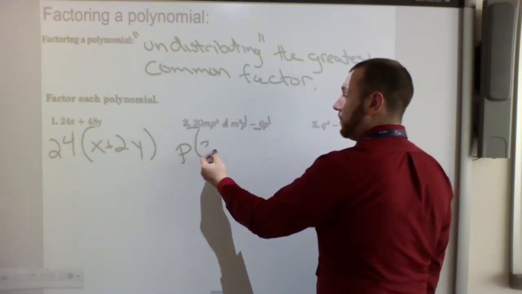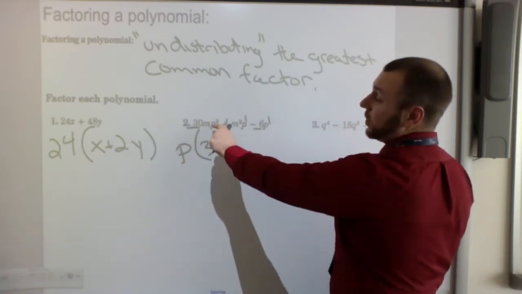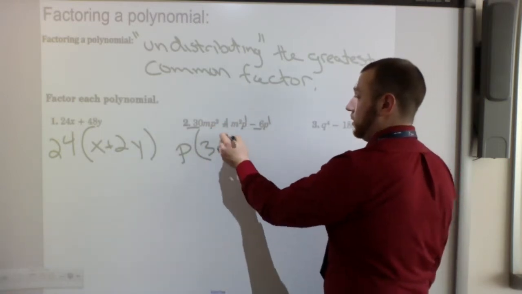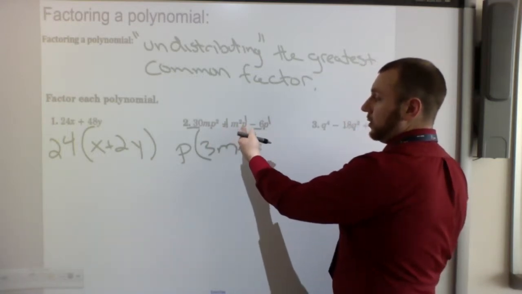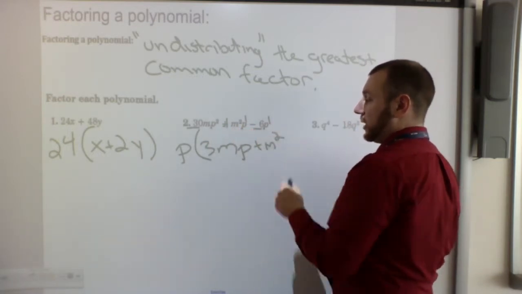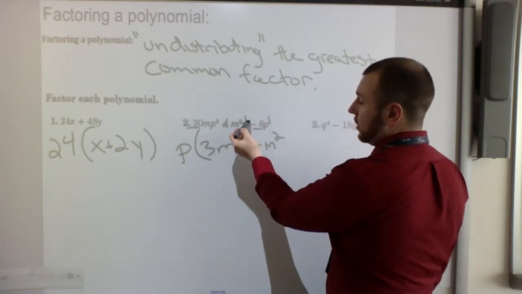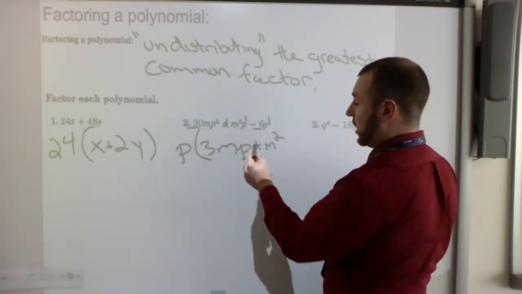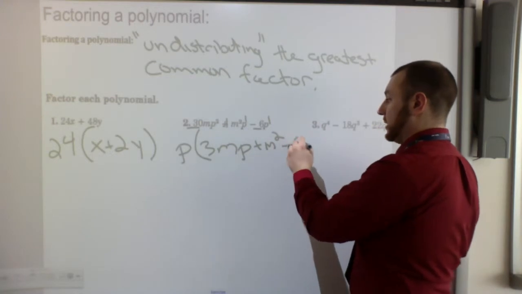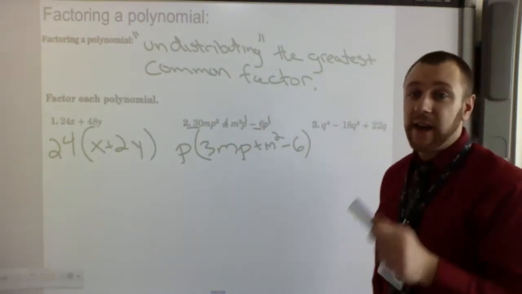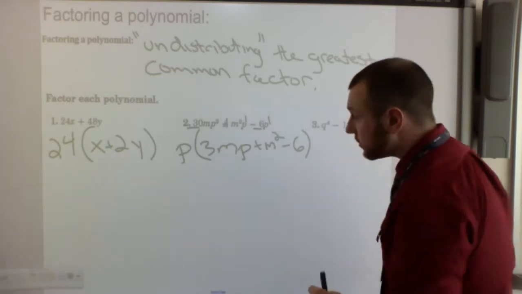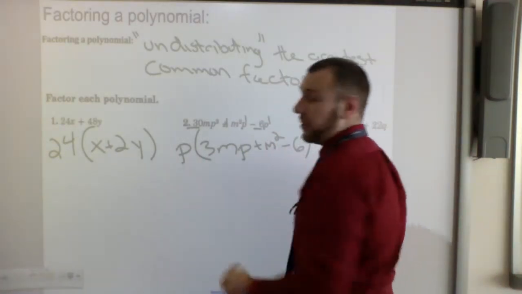The 30m stays. If I take away 1 p from 2 p's, there's only 1 p left, plus m squared. Again, I didn't touch my m's. If I take away this p, there's nothing left, minus 6. Same reasoning here. That is a factored trinomial, meaning that I pulled out all the things that I can pull out.